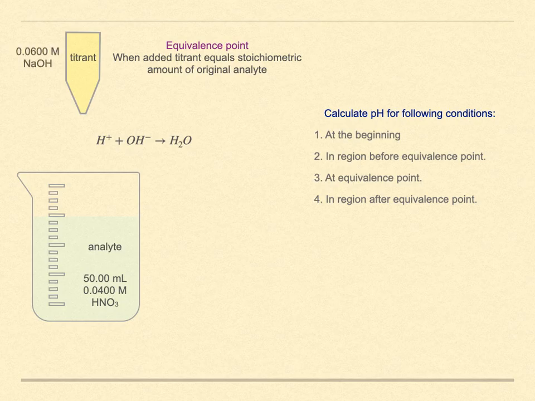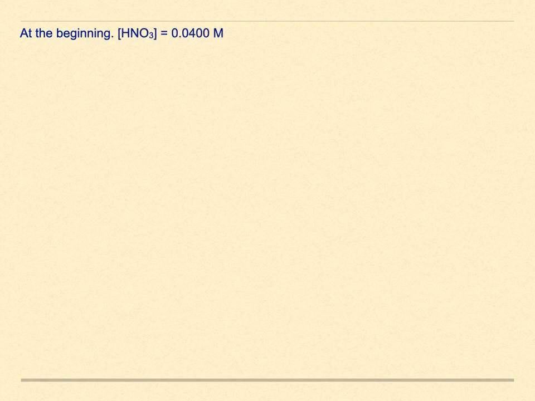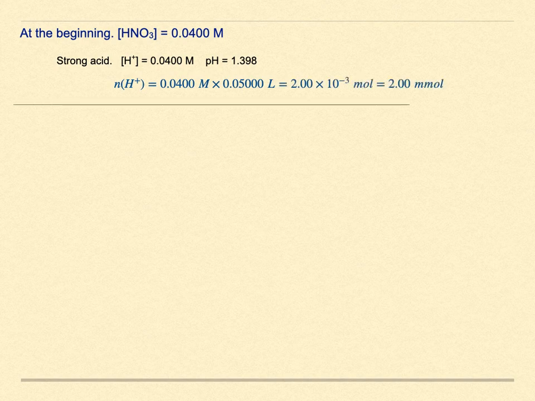Let's titrate this 50 milliliters of 0.04 molar solution of nitric acid with 0.06 molar sodium hydroxide. At the beginning, the solution is 0.04 molar in a strong acid, so H plus is equal to 0.04 molar and pH is 1.398. It can also be useful to note the amount of analyte present at the beginning. 0.04 molar times 0.05 liters is 2 millimoles.